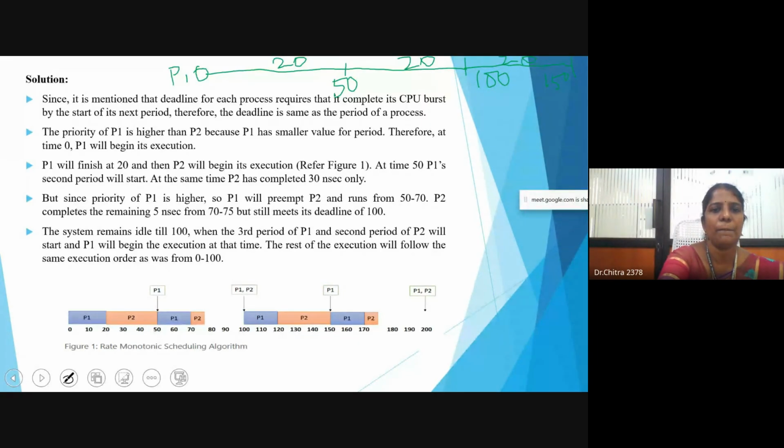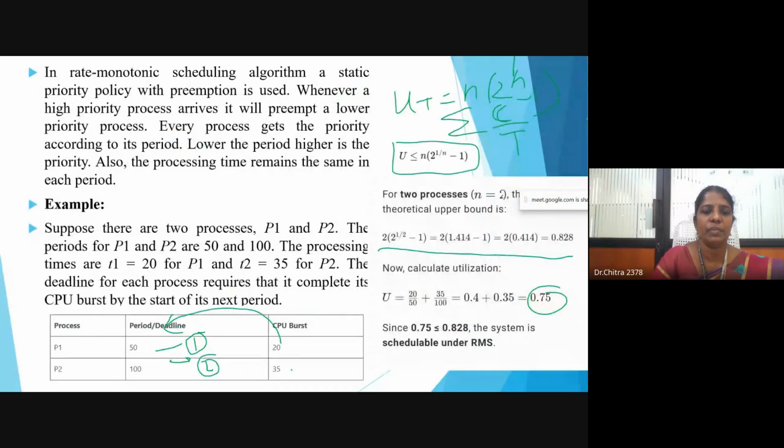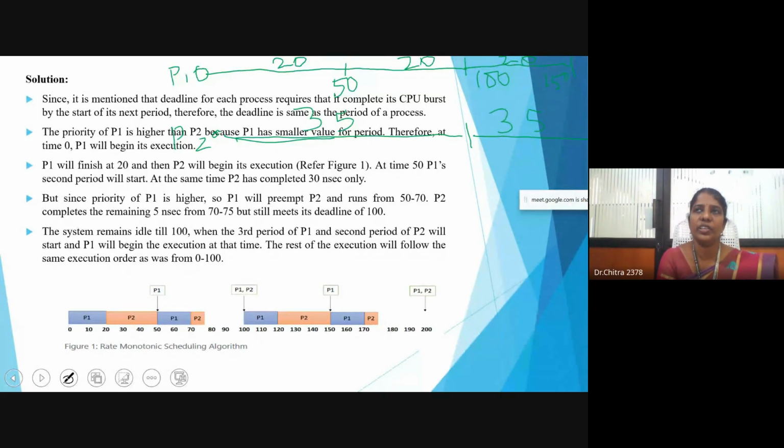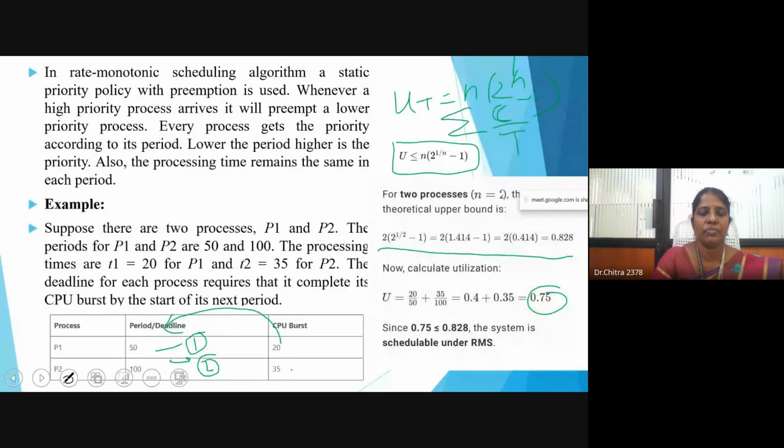Then the second one is P2. The period is 100. It is executed every 100 periods, at 100, 200 and so on, and in each 100 periods it requires a CPU burst time of 35. First, you should note this down before going for the visualization of the scheduling algorithm. This is the actual constraint. For every 50 seconds, P1 must be executed. You see the priority is given to P1 first and P2 second.